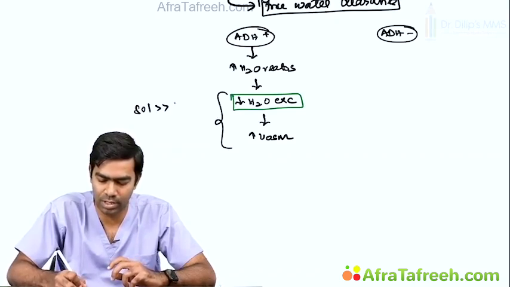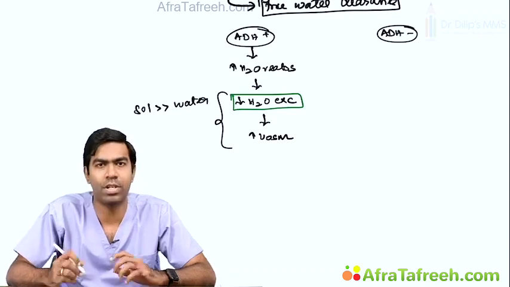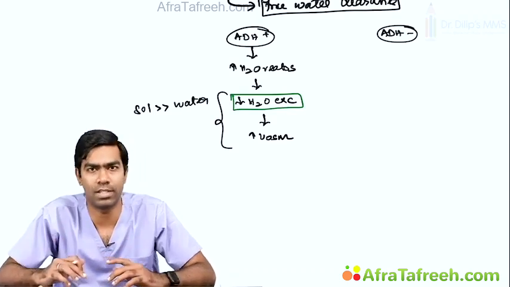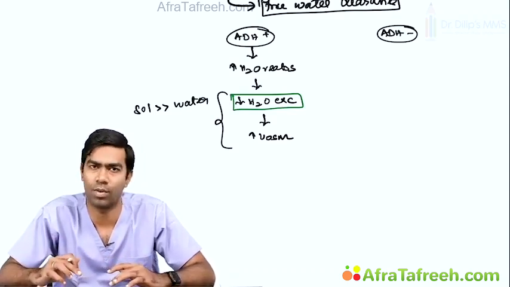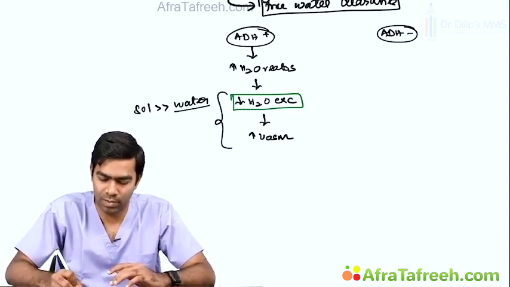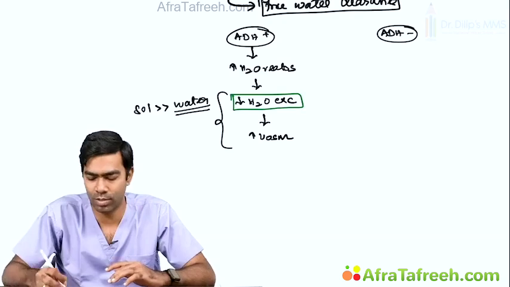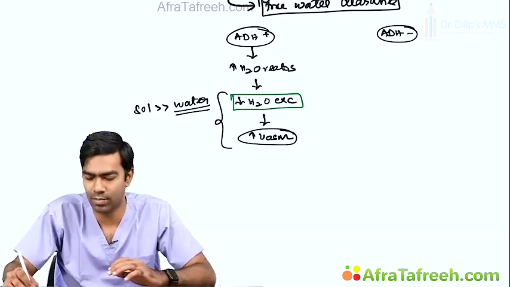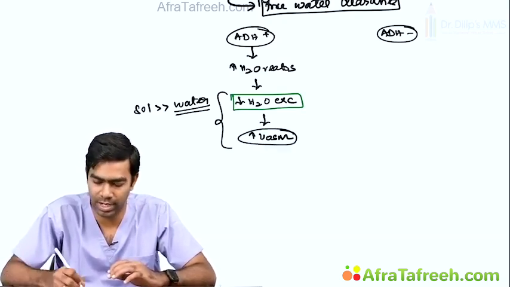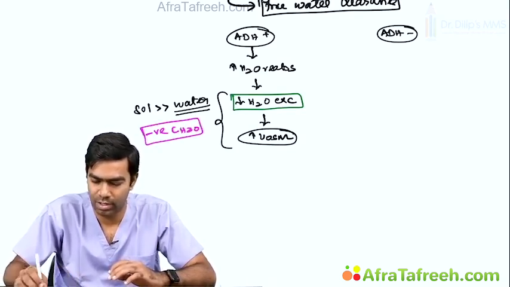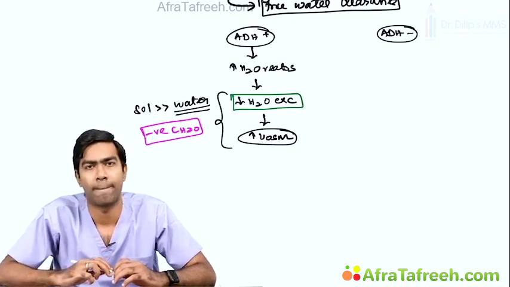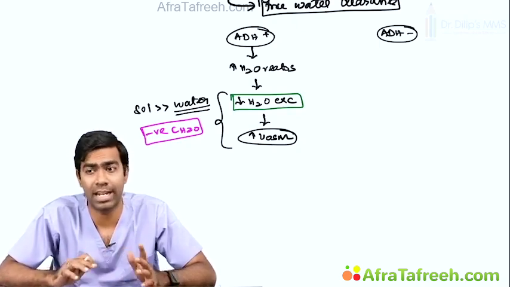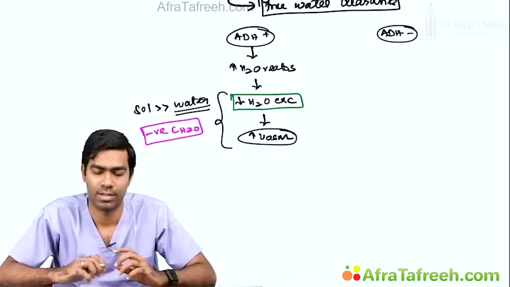Because of reduced water excretion, I can even write it as the solute excretion will be more than the water excretion. They won't be in proportion with each other. So since water is less and the solute is more in this urine, the urine is concentrated, and this is what we refer to as a negative free water clearance. Clear? Very important point, negative free water clearance.